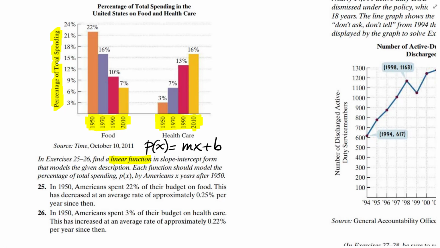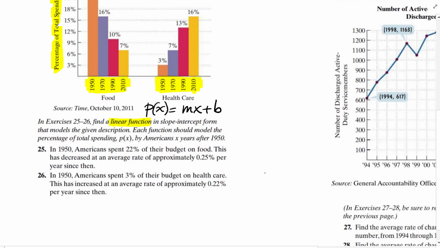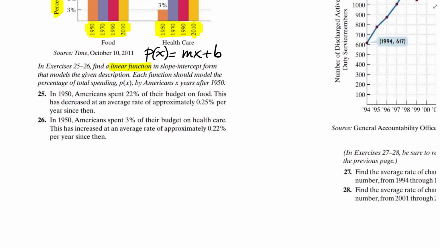So, 25. In 1950, Americans spent 22% of their budget on food. This has decreased at an average rate of approximately 0.25% per year since then. So how am I going to translate this information? In 1950, Americans spent 22% on food. Well, I'm going to say (0, 22). Why 0? Because they told us that x, this is the x value, should be the number of years after 1950. So we are in 1950, so it's x equals 0.